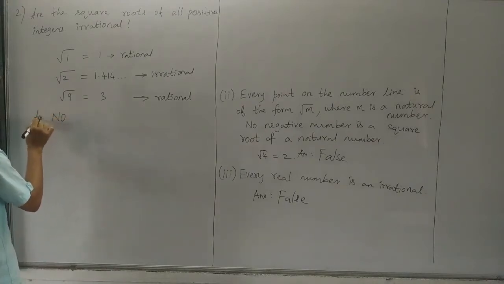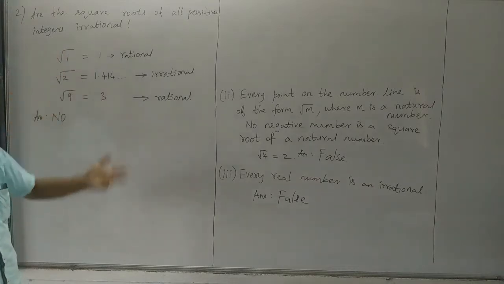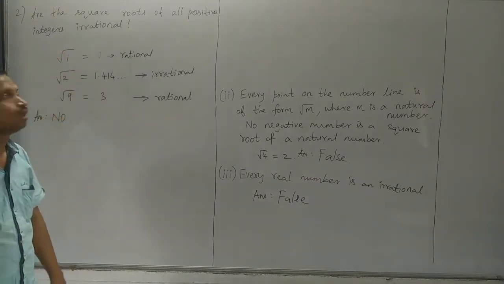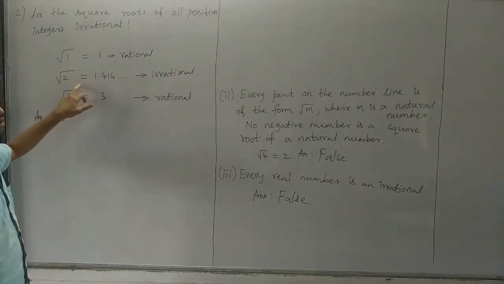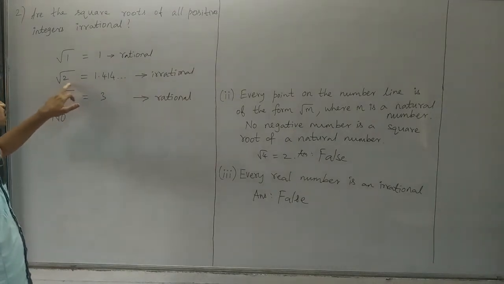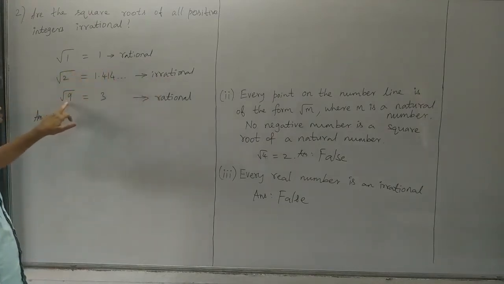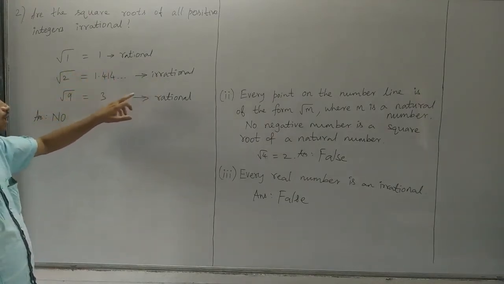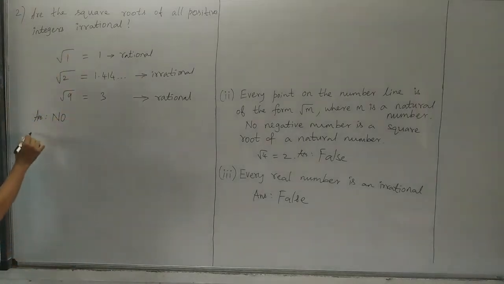Answer is no. Not all the positive integers, if you take square root, will come irrational. Only such numbers, root 2, root 3, root 5 alone, if you take square root, we get irrational. For root 9 and all, we won't get irrational. So, this statement, you have to say no. And now coming to the locate.